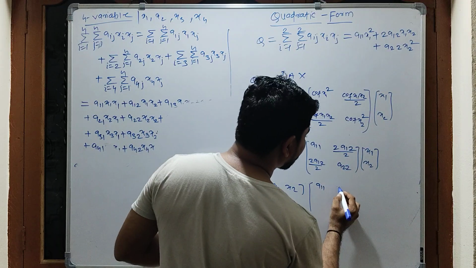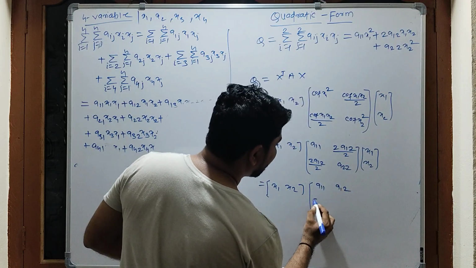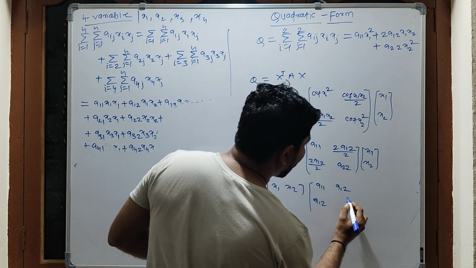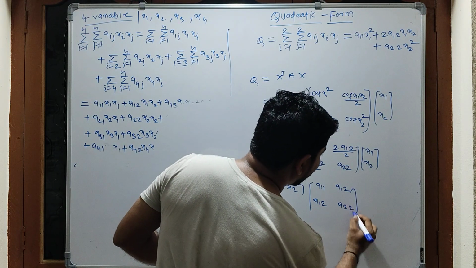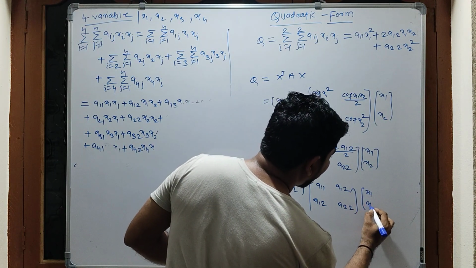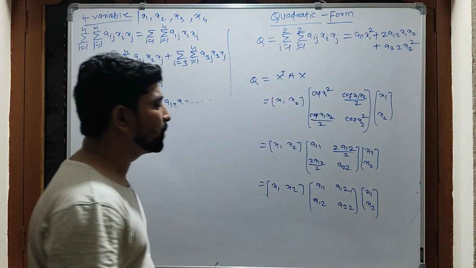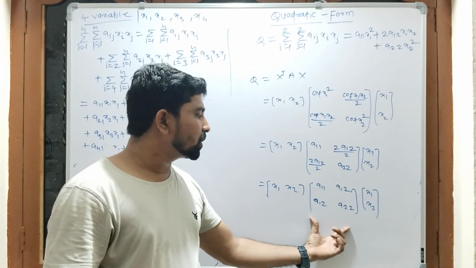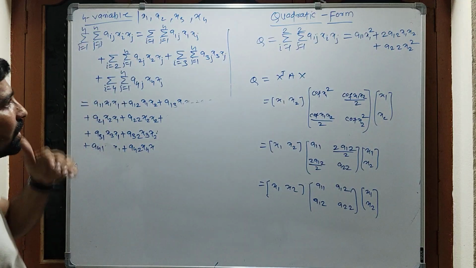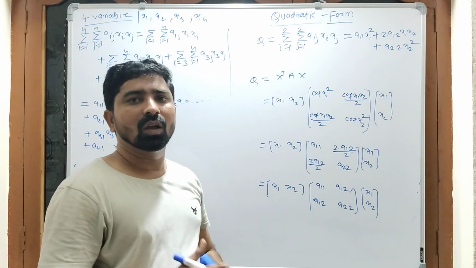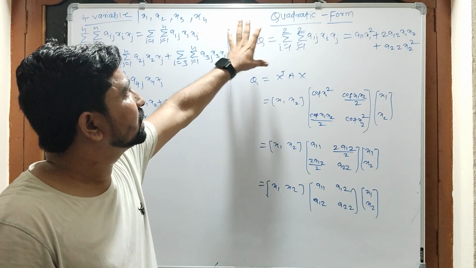Here a12 gets cancelled, a12 here again, and this position is the same as this, and this is a22, and here this is x1 and x2. So in this way, this is the matrix notation of the quadratic form. Now, in the same way, I want to write the matrix notation for the quadratic form for 3 unknowns.